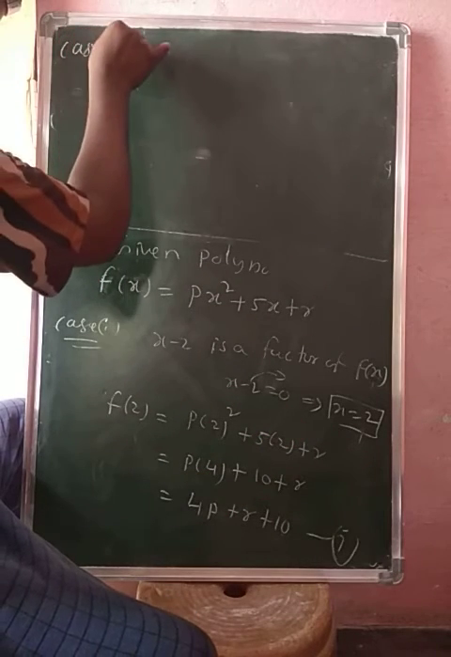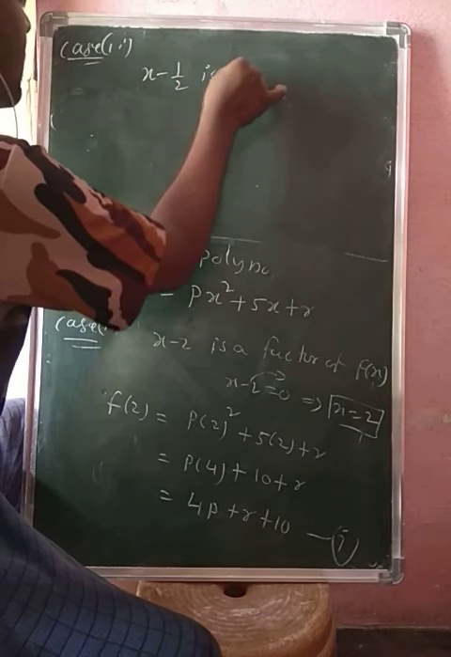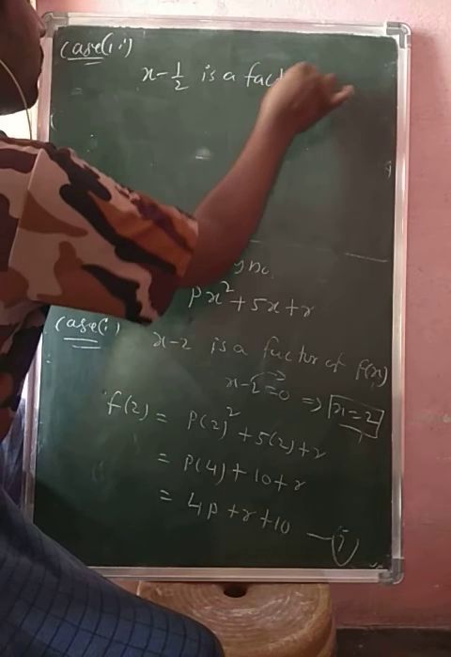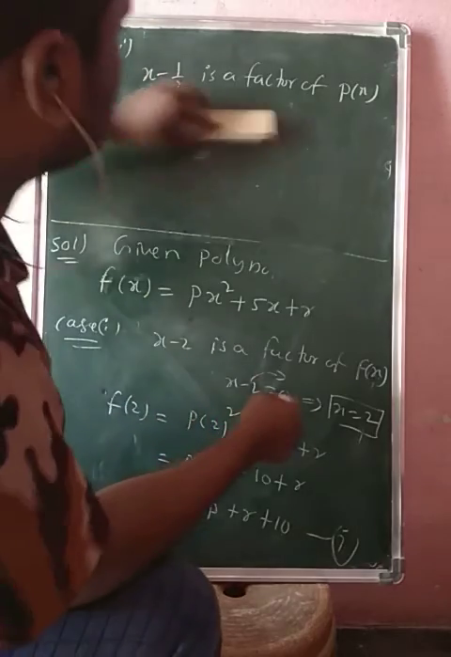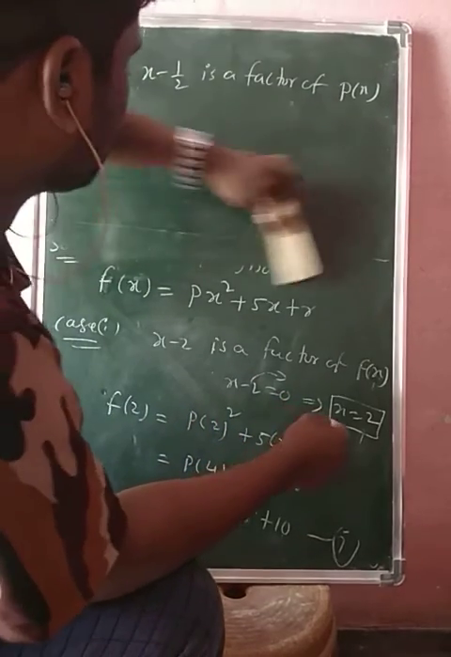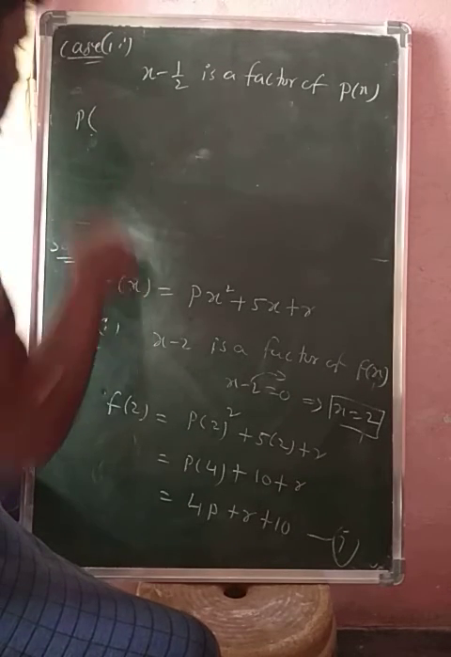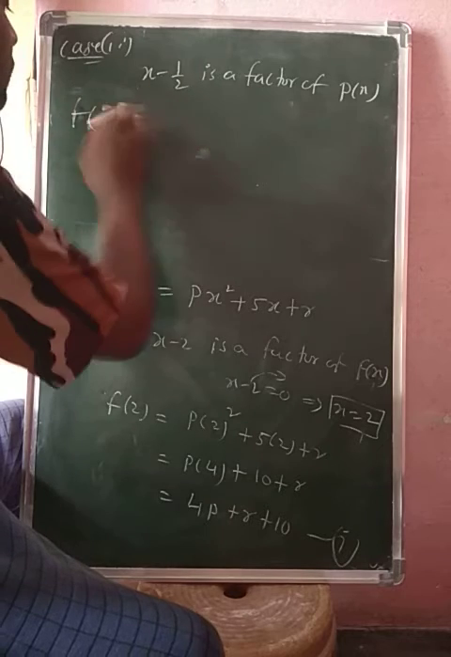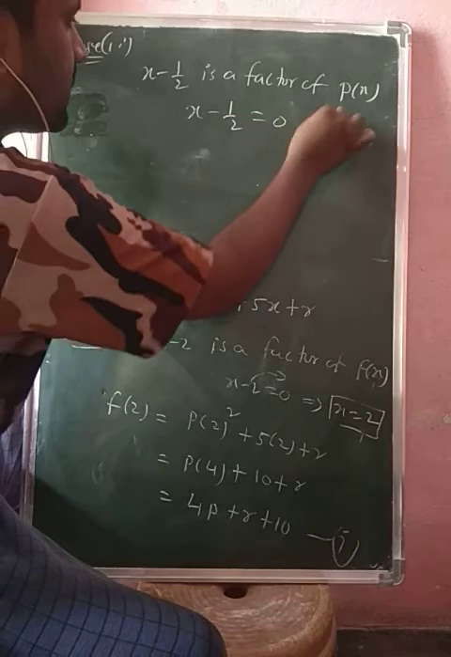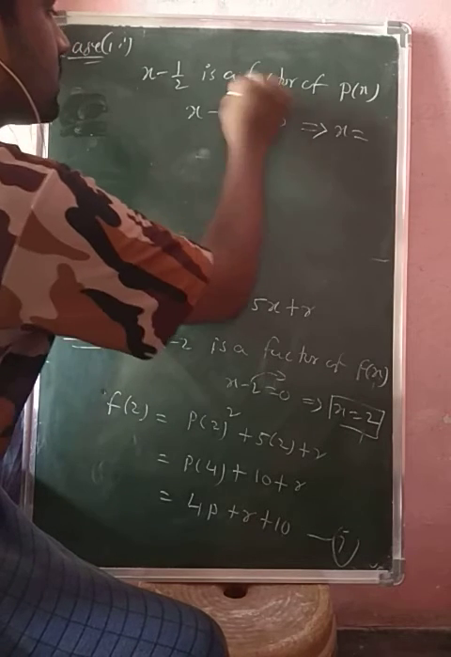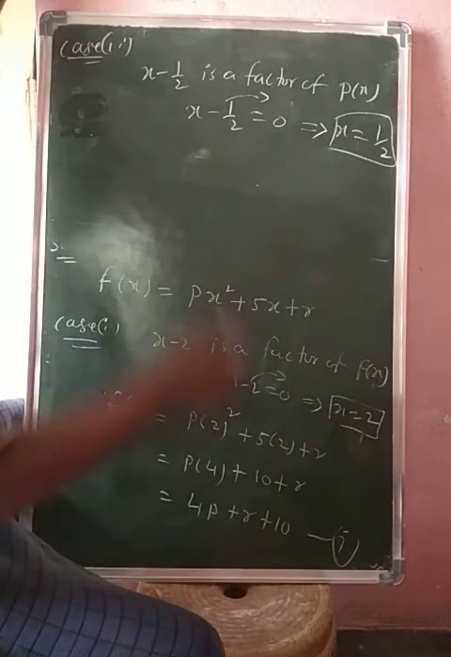In case 2, x minus 1 by 2 is a factor of p of x. This time I am going to replace x with 1 by 2. Just equate x minus 1 by 2 to 0. We get x is equal to minus 1 by 2, transposing to the RHS it becomes plus 1 by 2.